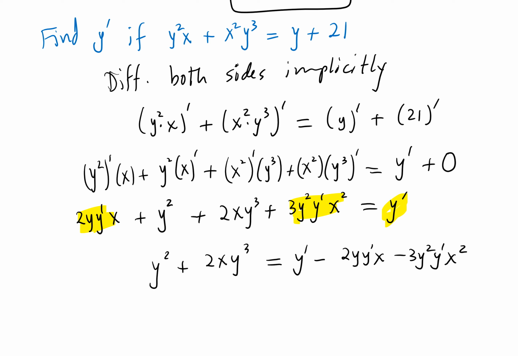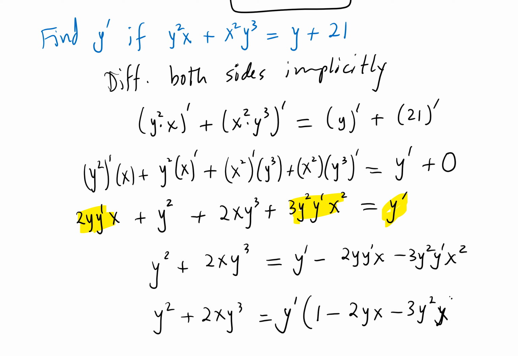Why did I do this? Because I want to solve for y prime. That's what the question is asking me to do. So nothing can be done on the left hand side, but on the right hand side you can take a y prime out: 1 minus 2yx minus 3y squared, x squared. So I factored y prime out.